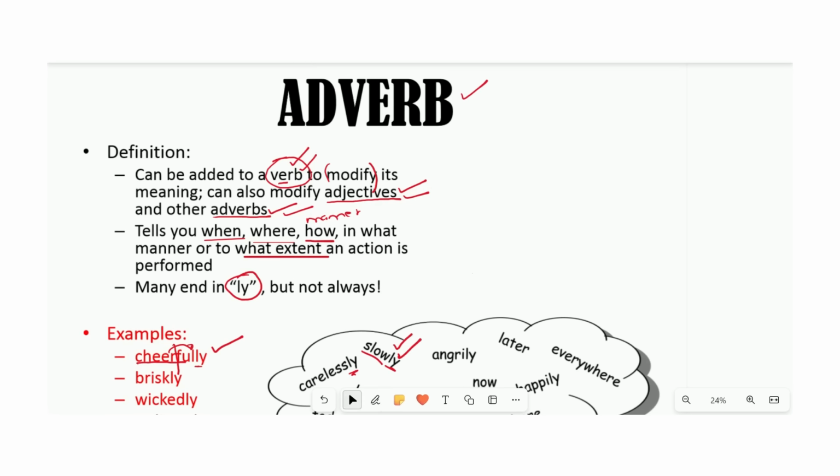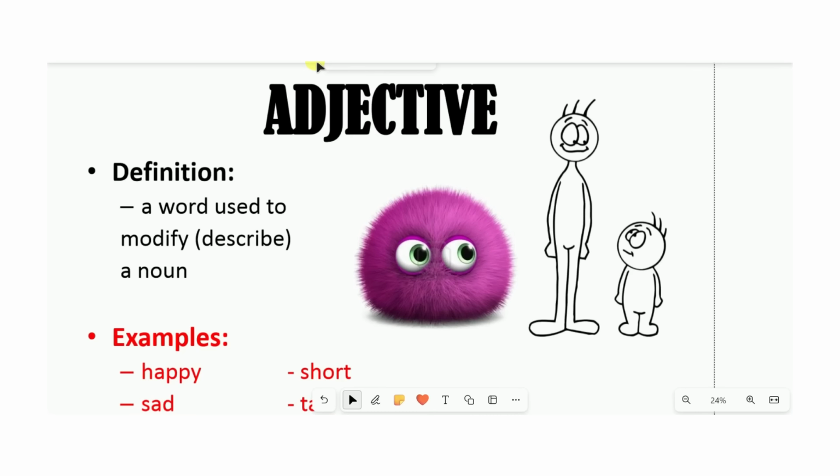in a sentence. Another part of speech that we have to learn is the adjective. An adjective is a word used to modify or describe a noun. I am happy. I'm describing my state. I am sad. I'm describing the state that I am in. This boy is very short. The word short becomes an adjective. So adjectives are describing words. They can either modify or describe a noun.